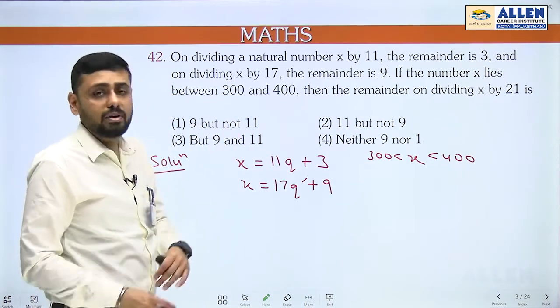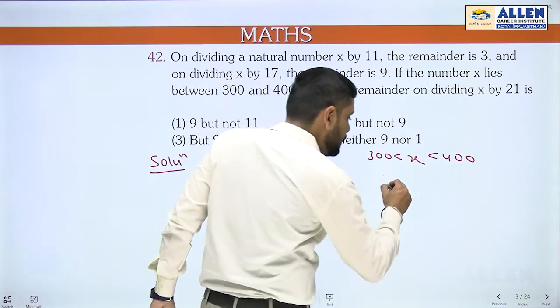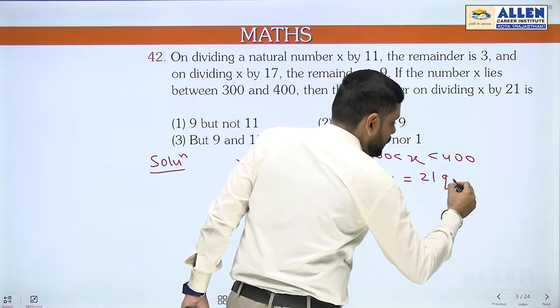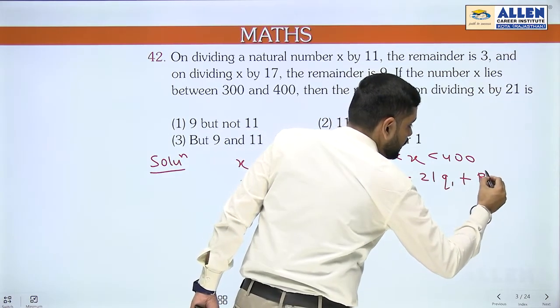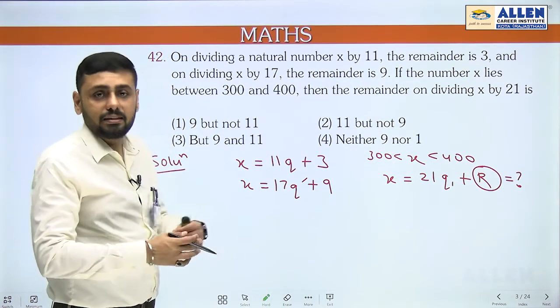Then the remainder on dividing x by 21. Then if we divide x by 21, what will be the remainder? We need to find the value of this remainder. This is what is said in the question.